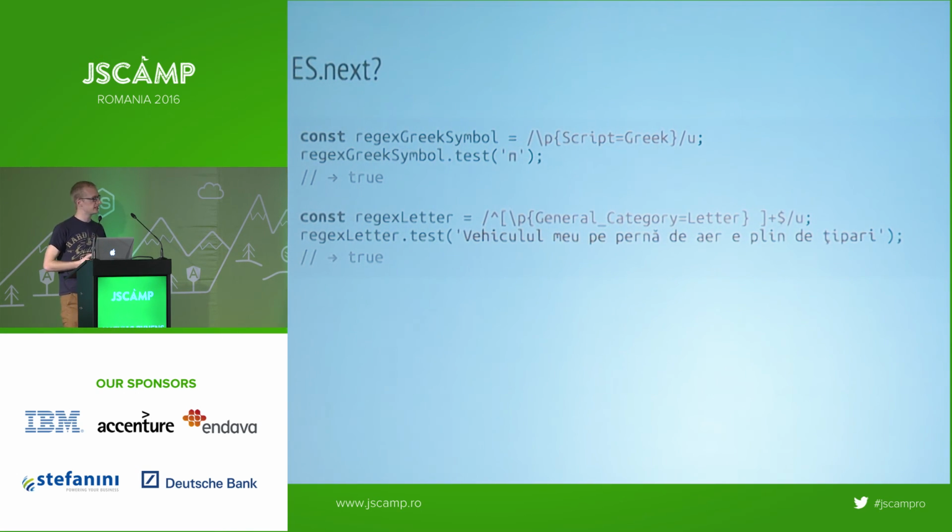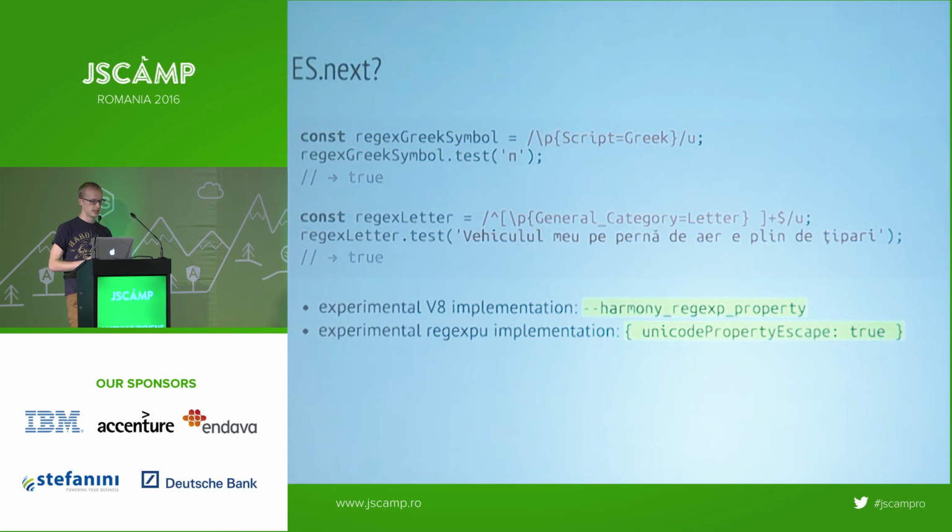So hopefully you agree that this feature would be nice to have and it would make a lot of things much easier. And even though it's already possible today to achieve similar behavior by using a build script and then inserting a huge regular expression into our source code, this would be much simpler, much nicer, with much less overhead. And in fact, there is already an experimental implementation of this particular functionality in V8. It's behind the Harmony regexp property flag. And there's also an experimental implementation of it in my transpiler, which you can enable by passing an options object with Unicode property escape set to true.